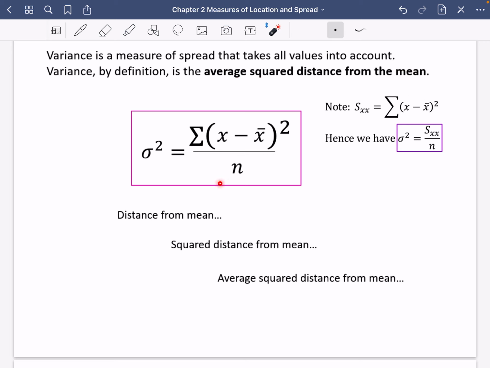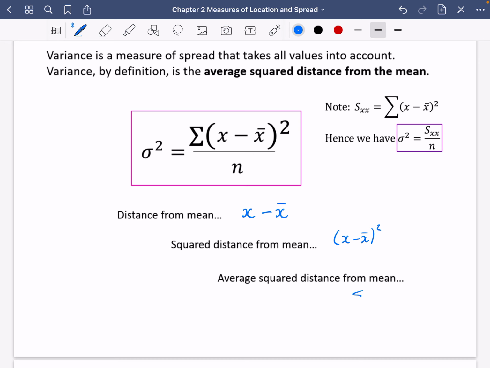We're going to concentrate on this pink box over here. When I'm saying the average squared distance from the mean, this is what we're trying to build up to. First of all, we're talking about the distance from the mean. Well, remember what this x represents up here. x is our value. And if we subtract the mean from it, that would be how far away it is from the mean. Then we're going to square that distance from the mean, and we're going to add all of them together to find this average squared distance from the mean.